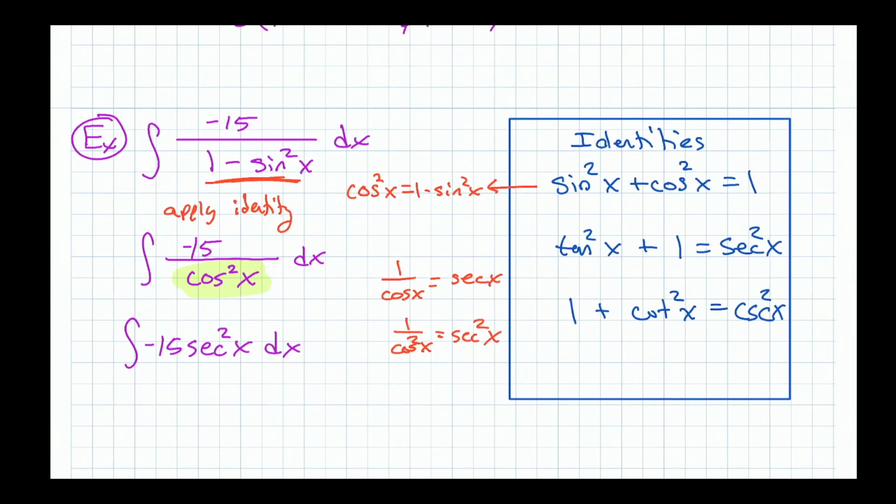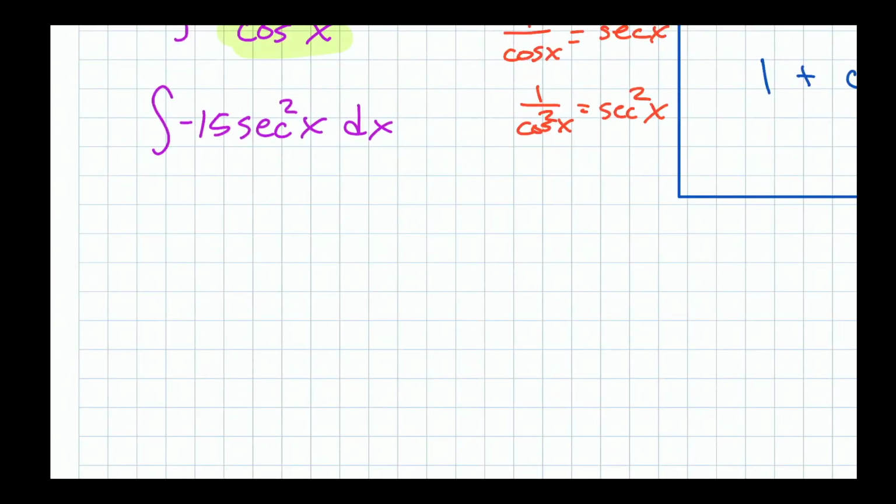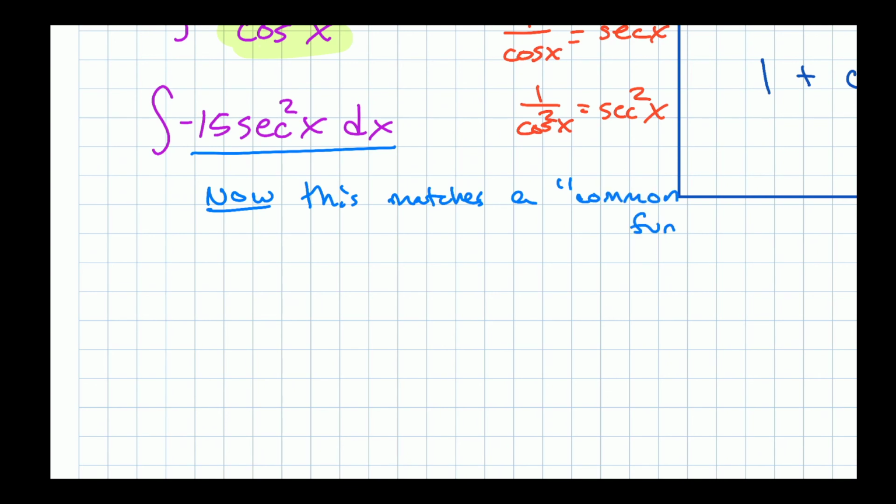So all of that is just trig identity stuff. And why did you need to do it? Because you need to get something that matches your formulas. Finally, this matches a common function, which means you know the antiderivative of it. So what's the antiderivative of secant squared?